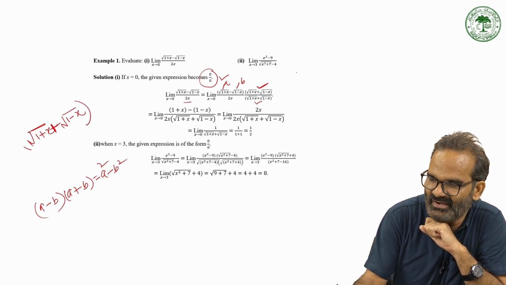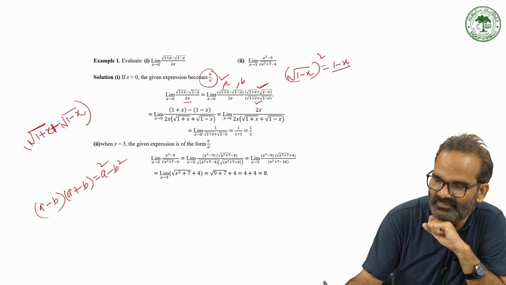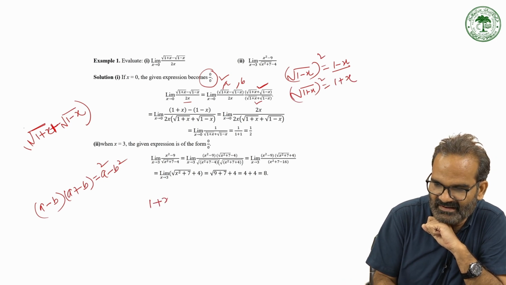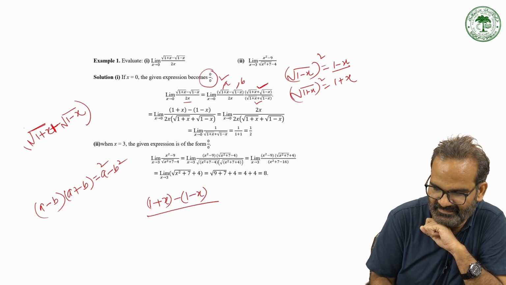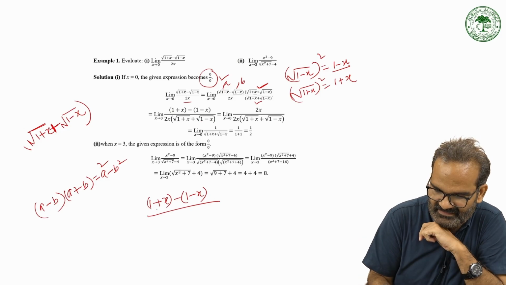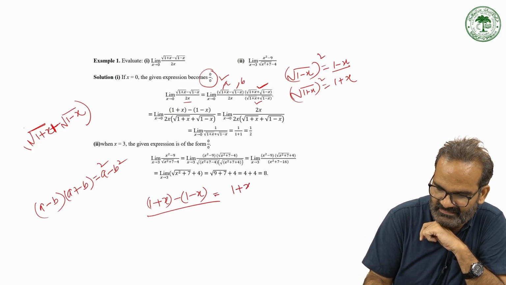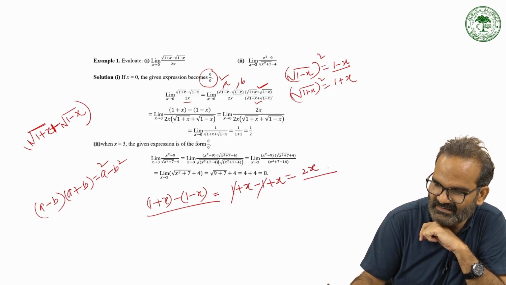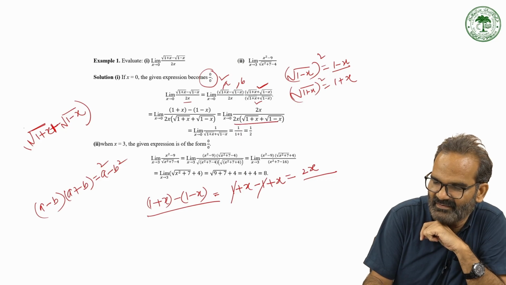So what is its square? Root 1 plus x, squared, is 1 plus x. So what is left? We have 1 plus x minus 1 minus x. In the denominator, we will keep the same, no change. Simplify it. What is left? 1 plus x minus 1 plus x. The 1 and 1 cancel out. It is left 2x divided by the denominator, which remains the same, right?